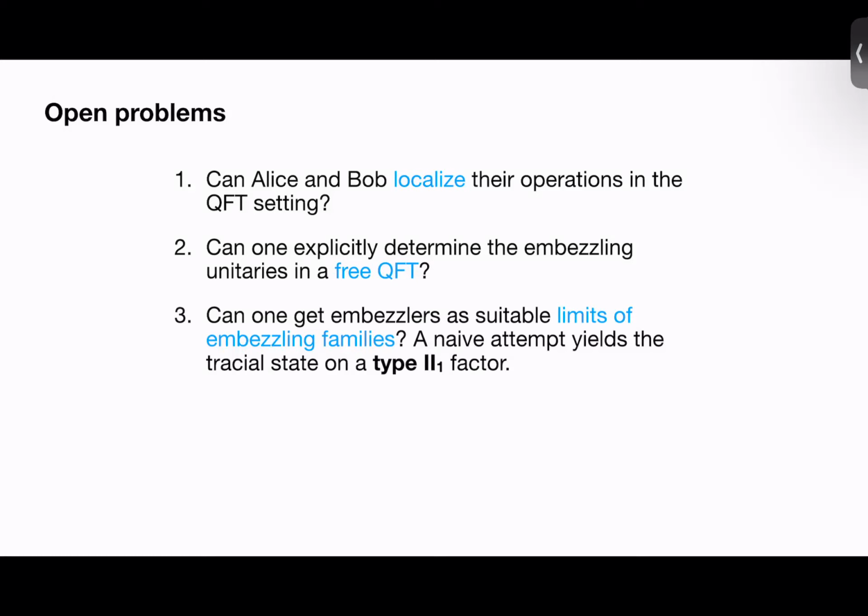So there's a way to take a limit of that family. However, what we get there is the so-called tracial state on the type II_1 factor. I told you before that type II is not embezzling. It doesn't have an embezzling state. So this has the funny consequence that you can take a limit of the Van Dam-Hayden family where the limit is not embezzling. But we don't know whether there could be other ways to take the limit which actually give an embezzler.